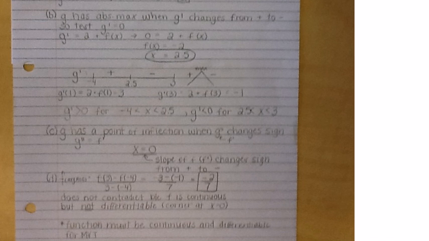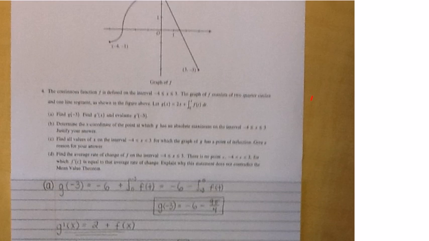For C, we have to find all the values of x where g has a point of inflection. So in order to find a point of inflection, we're going to see when g prime prime changes sign. So in this case, g prime prime equals f prime, like we said before.